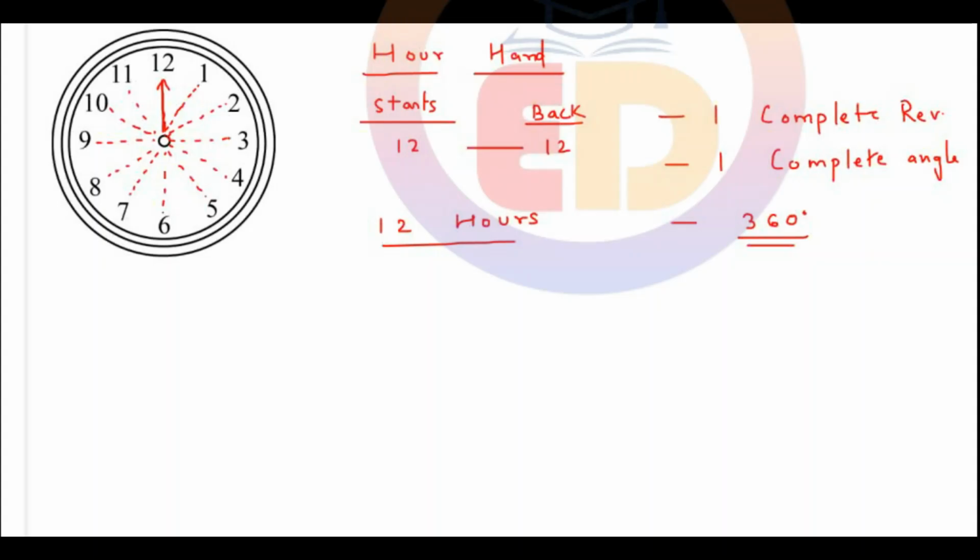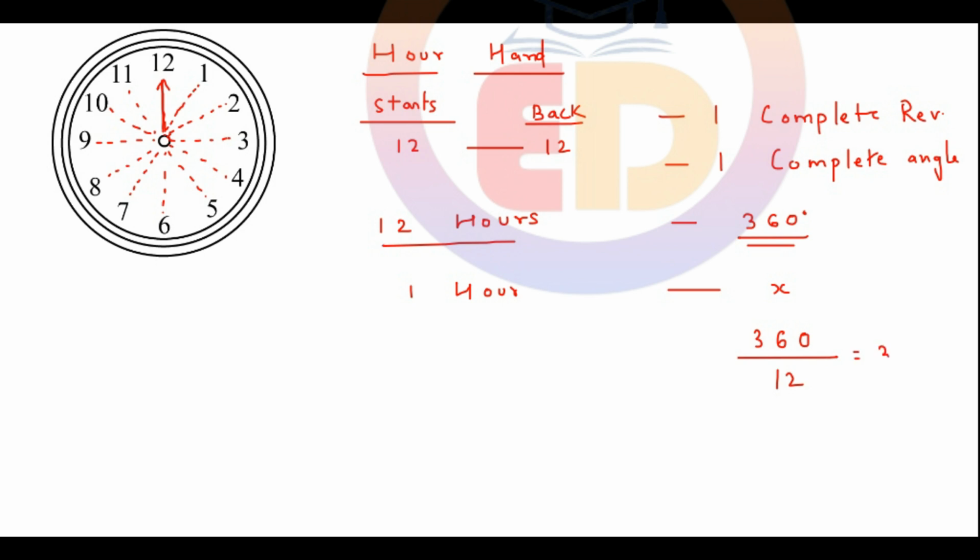Now, if the hour hand covers in 12 hours 360 degree, then we can find out that in 1 hour it will cover how many degrees? Divide 360 by 12. 360 divided by 12 is 30. It means the hour hand in 1 hour, it will cover 30 degree or it will make a 30 degree angle.